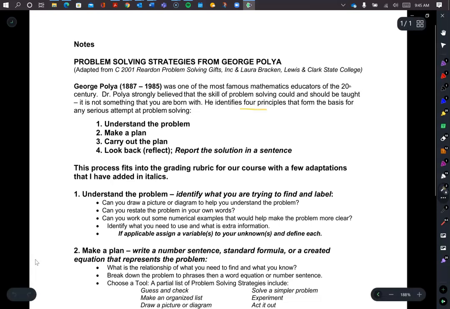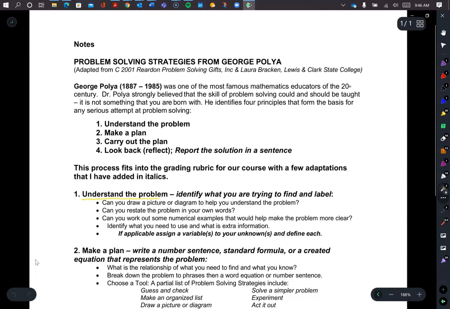This has 4 principles, and they're right under here. Now I've adapted this a little bit, with things I've added in italics, and this was consolidated by people at Lewis and Clark State College as well, so it's been a little refined. This process fits into the grading rubric that I'll use when I'm grading word problems. That's why I've used some of my own language, to help you match it up so it looks the same more readily.